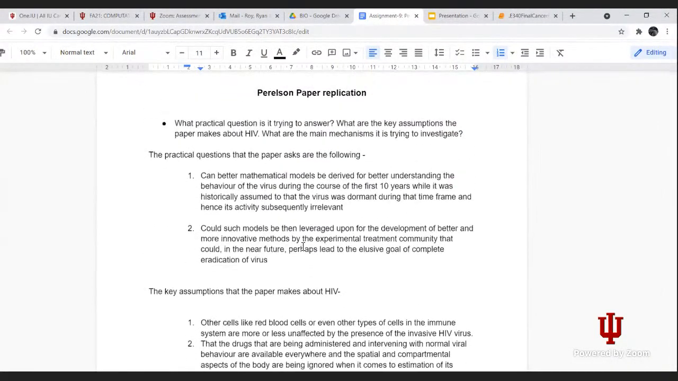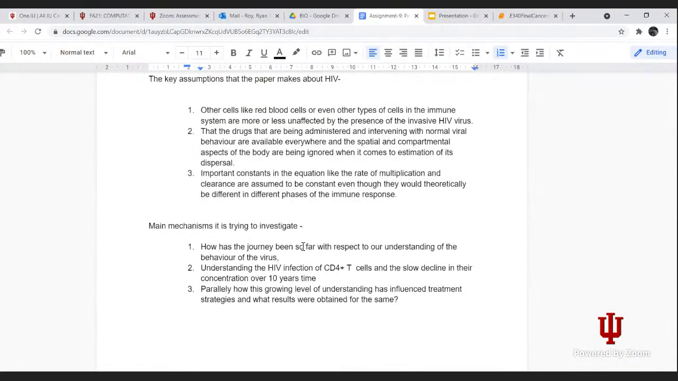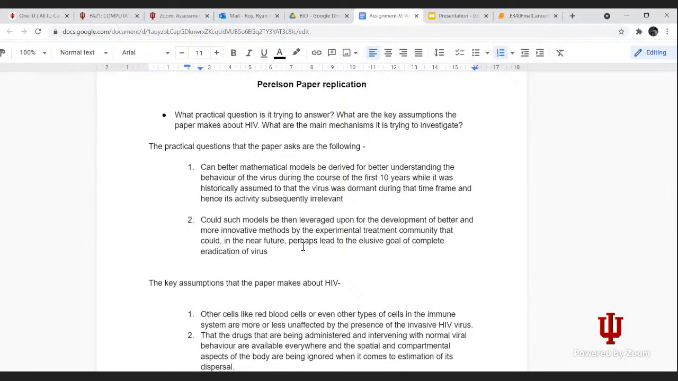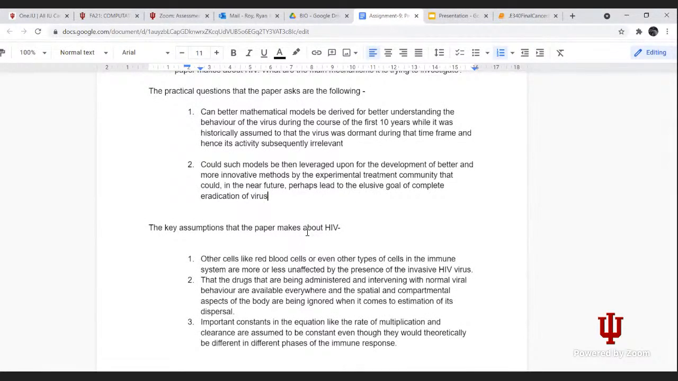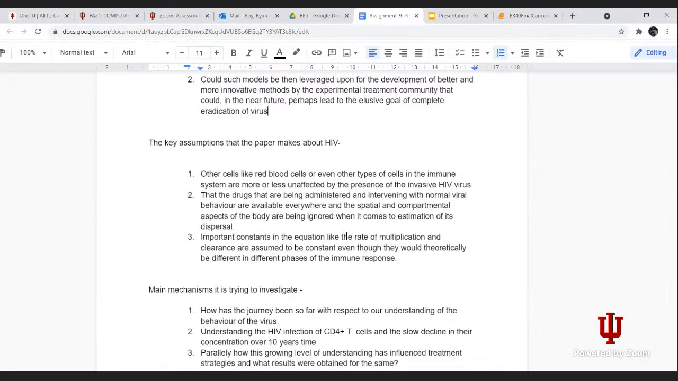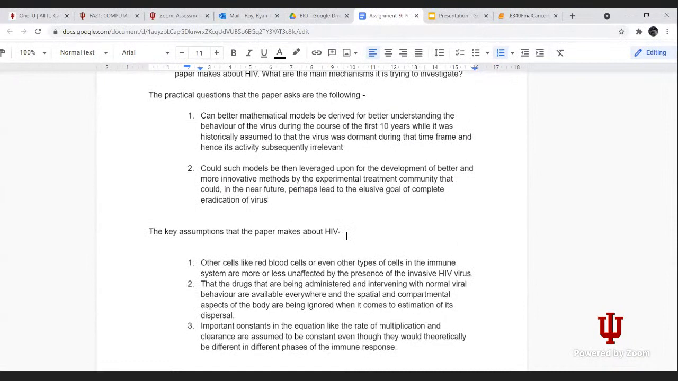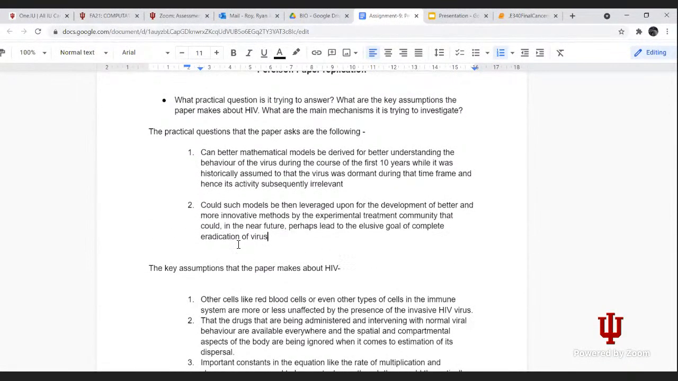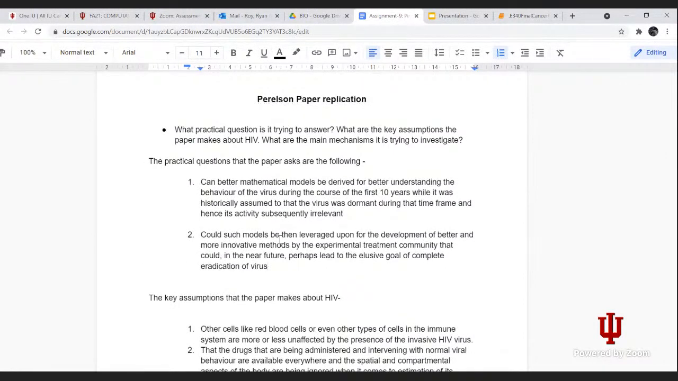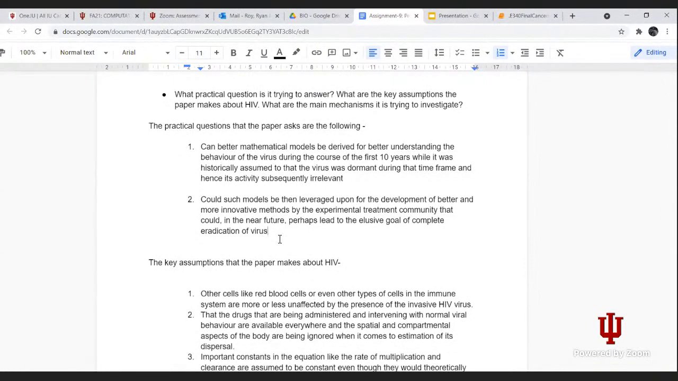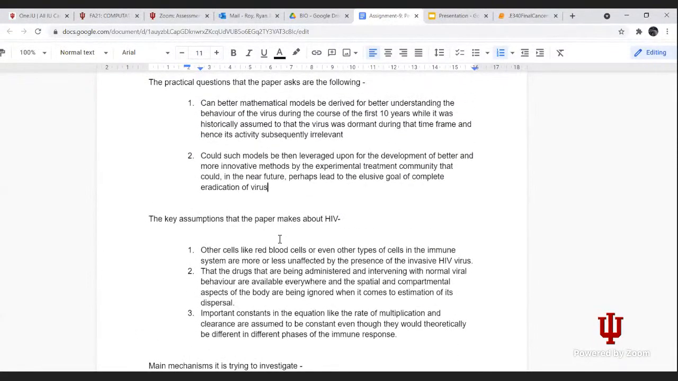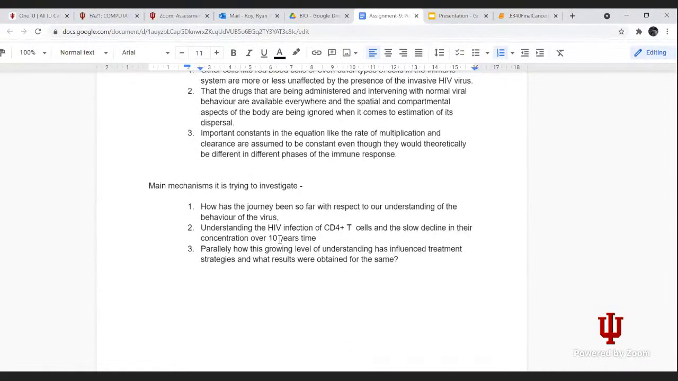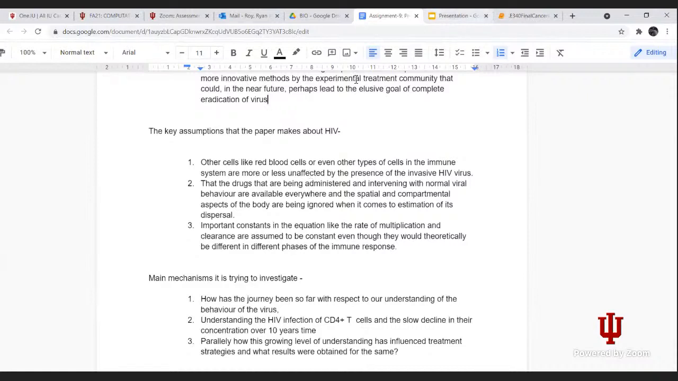But later on, we moved towards a direction in which we are now convinced that that is absolutely not the case, and intervention during those first 10 years is very crucial towards successfully reducing the number of virus that we have. We have still not found a way in which we can eradicate it, but we can reduce it to such an extent that it will be undetectable by a blood test. So two things. They have an increasing complexity approach in this paper. They start off with a very basic assumption. I think it's a linear model that they start with, and they try to calculate the rate of increase of the virus in that linear fashion.